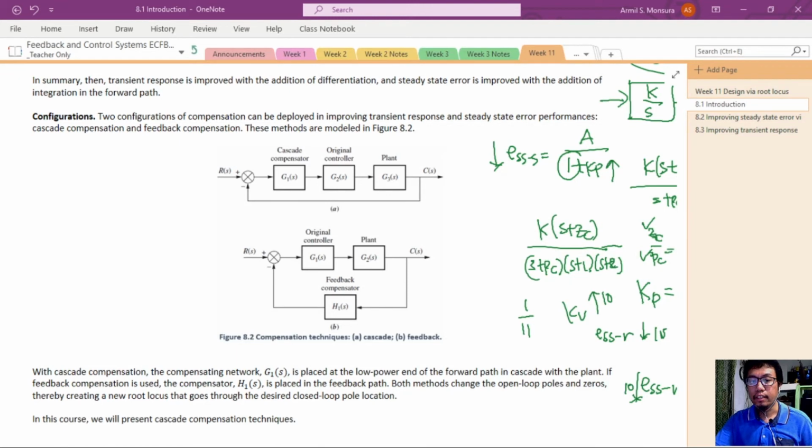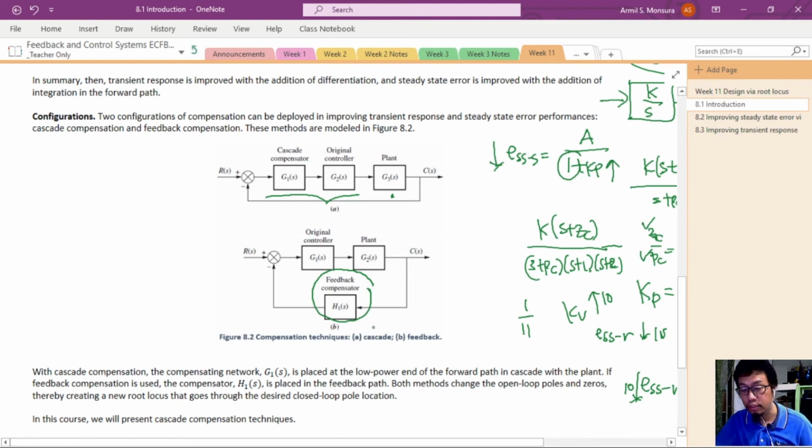One is what is called cascade compensation, in which your compensator is cascaded or placed in series with our plant. The other one is called feedback compensation, in which your compensator is placed in the feedback loop. With cascade compensation, the compensating network is placed at the low power end of the forward path in cascade with the plant.